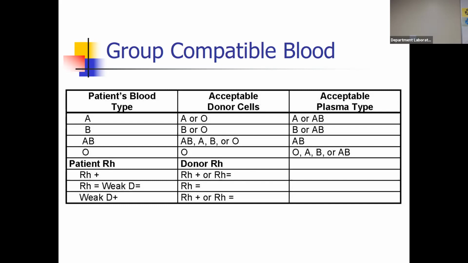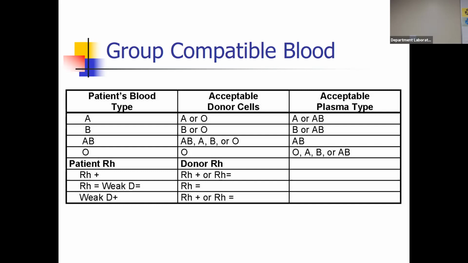Think about what's on your red cells. That's where your antigens are. Plasma is where your antibodies are. So it's the opposite of compatibility testing with plasma. Okay, so a type A patient can receive A plasma or AB plasma.